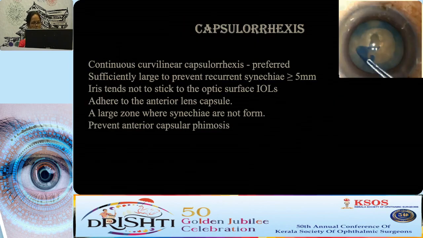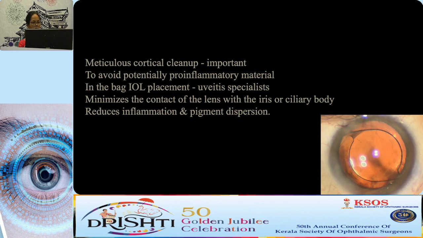Continuous curvilinear capsulorhexis is the preferred one, sufficiently large to cover the optic of the IOL. The ideal size is more than 5 millimeters, so that it prevents synechiae formation, and even a 5 millimeter rhexis reduces anterior capsular phimosis. Meticulous cortical cleanup is very important to avoid potentially pro-inflammatory material. The IOL should be placed in the bag. That is the preferred practice by uveitis specialists. It minimizes the contact of the lens with the iris and ciliary body, and this reduces inflammation.